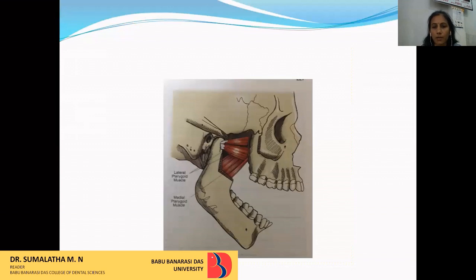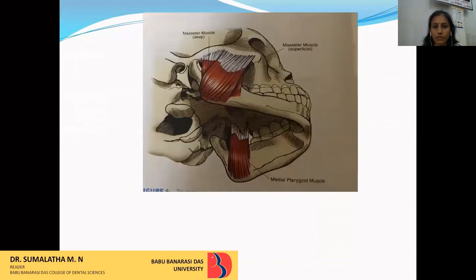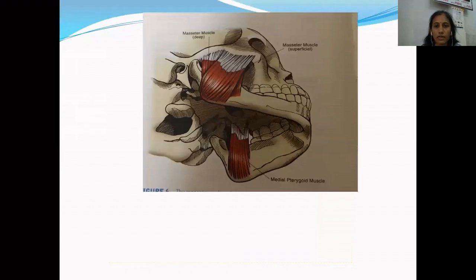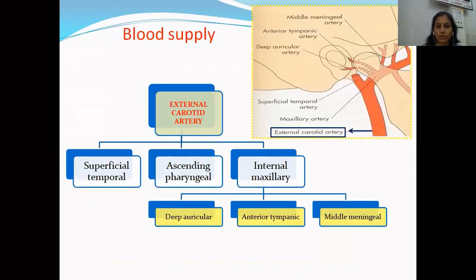So these are the muscles of mastication, that is medial and lateral pterygoid, which I will be explaining in the further presentation about the examination of the muscles of mastication.